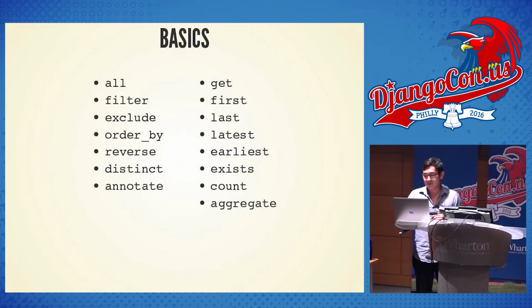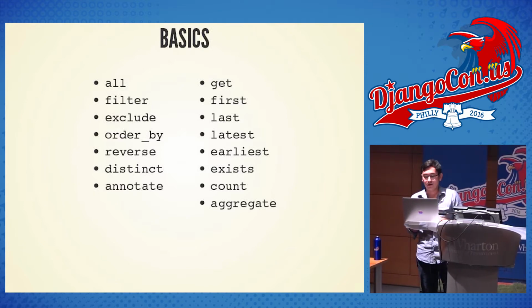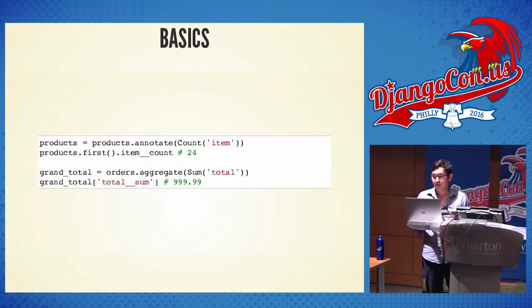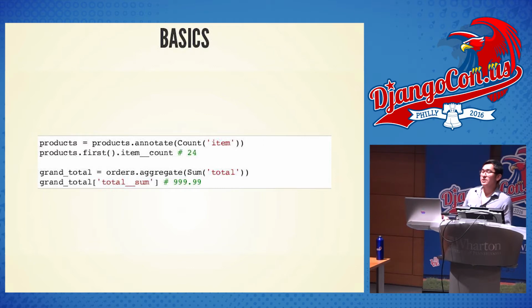I don't want to spend too much time here, but there are a couple of things I want to point out about annotate and aggregate, right? They are somewhat similar. They both accept an expression. Here we're using the count and sum classes to define the expression that we want to compute. But annotate will compute that expression for each item in the set, right? And it returns each item with a new property, storing the result. Whereas aggregate will compute the expression across all of the items in the set, and it returns a dictionary with the final value.